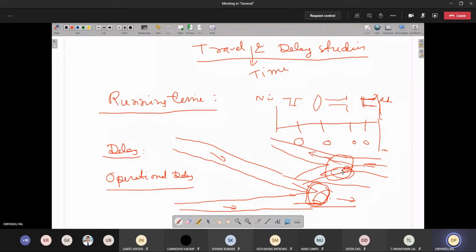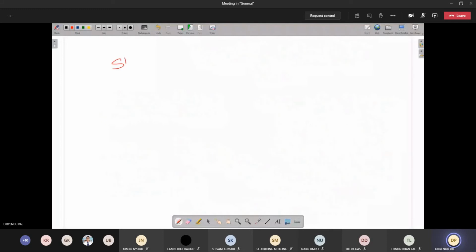Next type of delay is called the stop time delay. Stop time delay is that part of the delay during which the vehicle is at rest. For some reason the vehicle was at rest, then we call this the stop time delay.